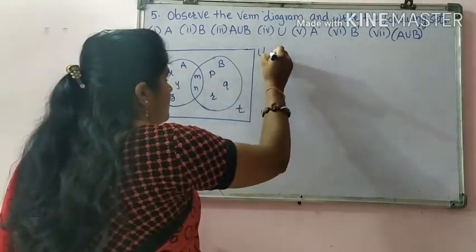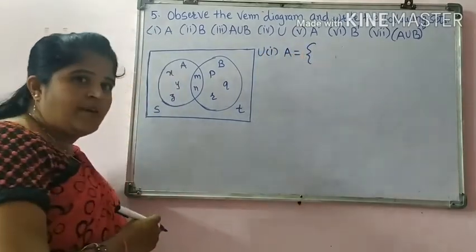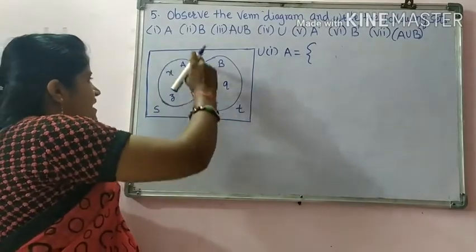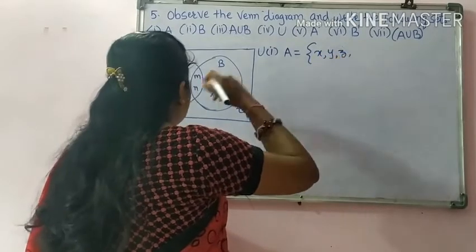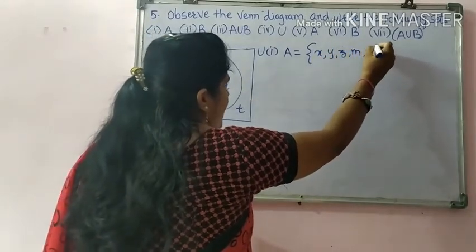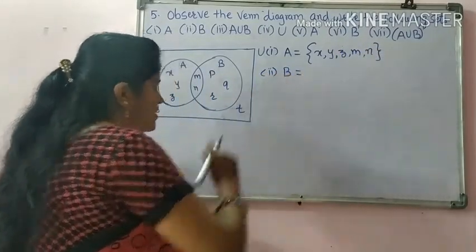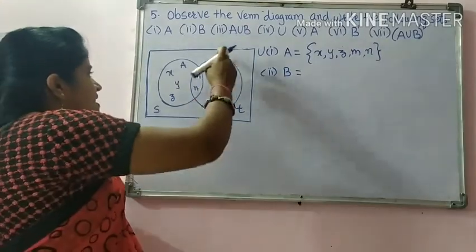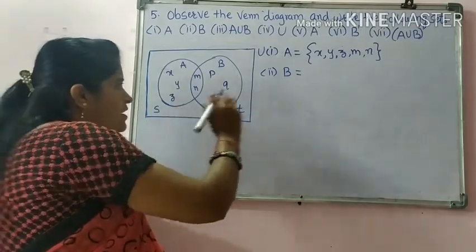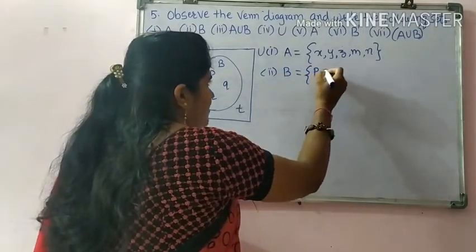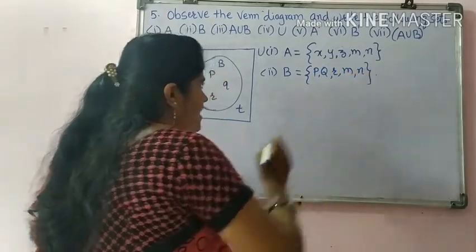First is A. So A is equal to, in curly brackets, what will be the elements of set A? This is set A. So the elements will be X, Y, Z, M, N. Then second, set B. In this set B, the elements will be P, Q, R, M, N. So B is equal to, in curly brackets, P, Q, R, M, N.